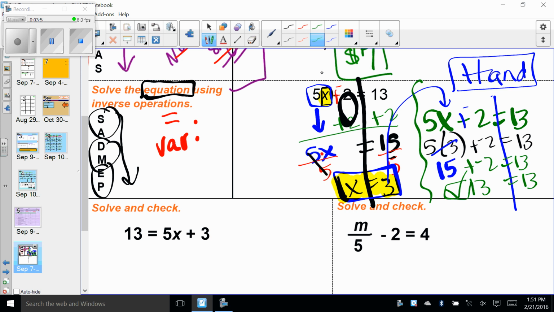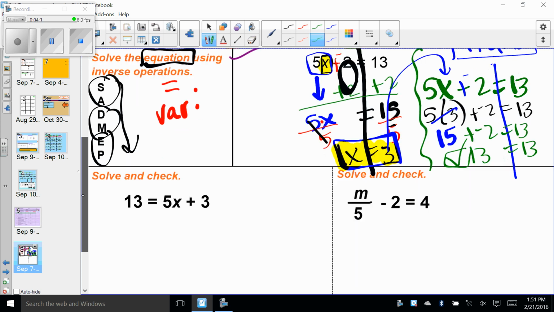So the problem on the left is solving the equation. The problem on the right is the Please Excuse My Dear Aunt Sally. So that's the hand method. Let's try a couple different examples. Down below here, hand method.